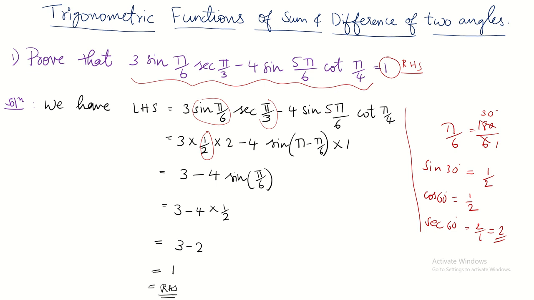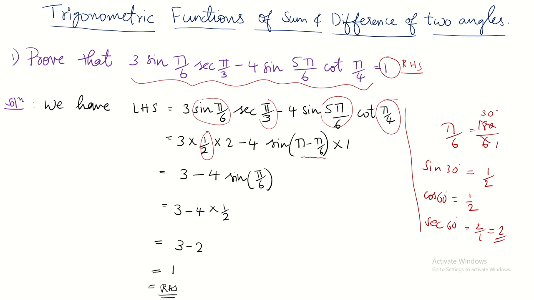Sine 5 pi by 6, you can write it as pi minus pi by 6 because the last class you studied, right? To solve this type of question, this 5 pi by 6 can be written as pi minus pi by 6. That is, if you take the LCM, 6 into pi, 6 pi minus pi, 6 pi minus pi is 5 pi. That is on the numerator, 5 pi divided by 6, into cot pi by 4.